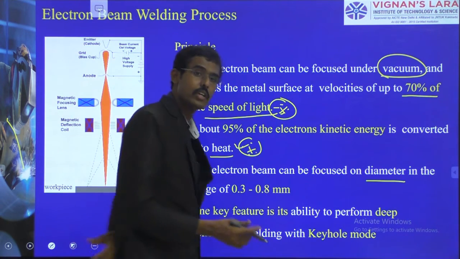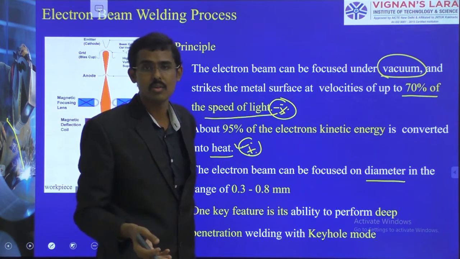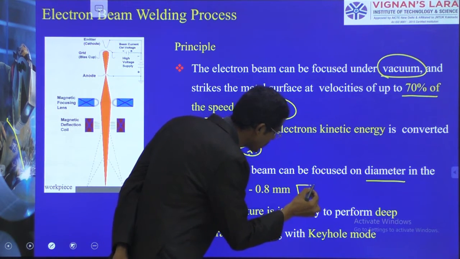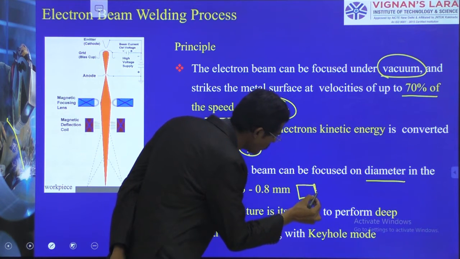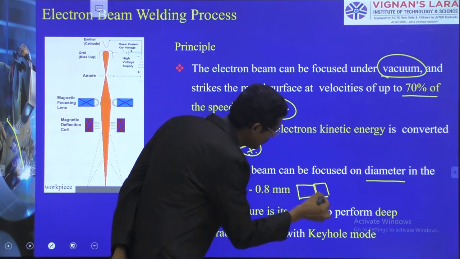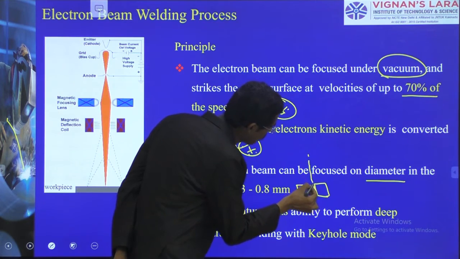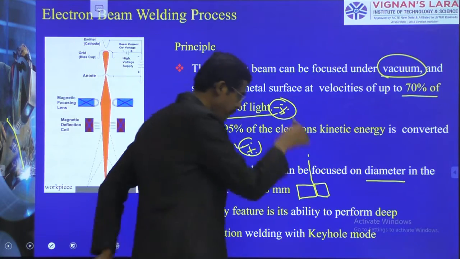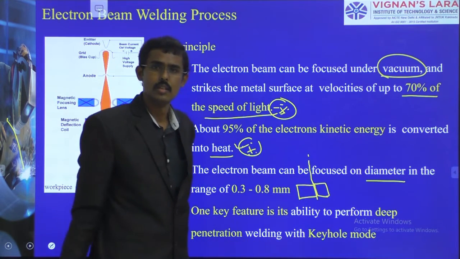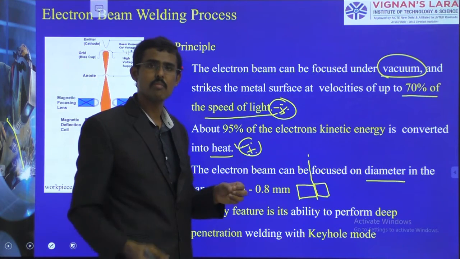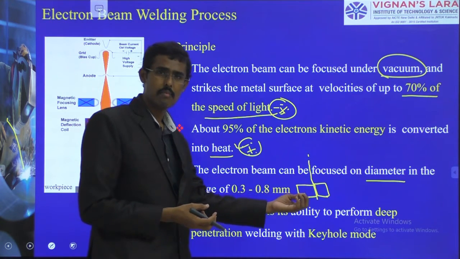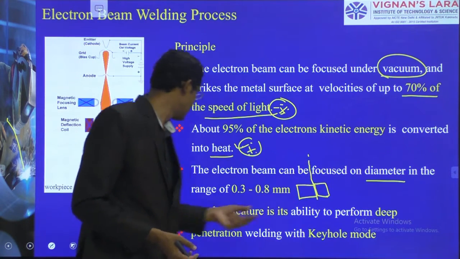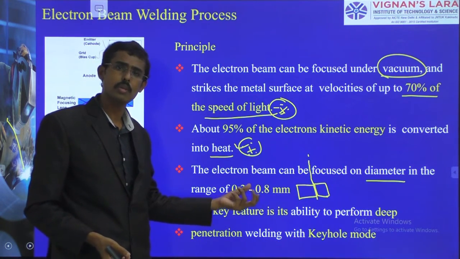But here we are going to operate with electrons. There are no electrodes and no filler wires. Therefore, I keep a zero gap like this and then pass the electron flow with high velocity, which is 70% of the speed of light, and it impinges in the downward direction. This specific location is heated and welding can easily be done. Therefore, a diameter in the range of 0.3 to 0.1 mm can also be welded.